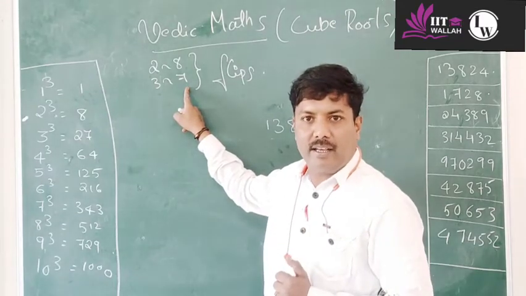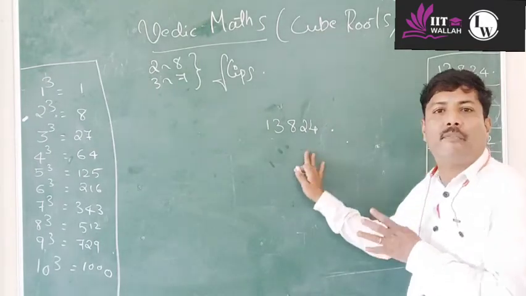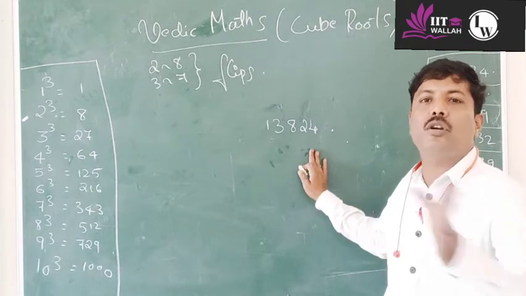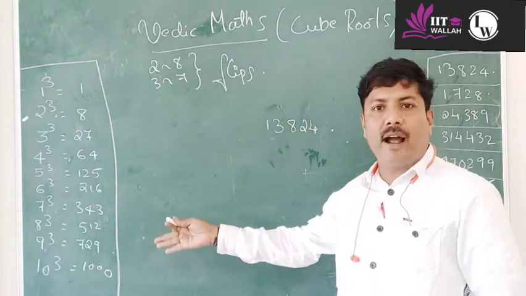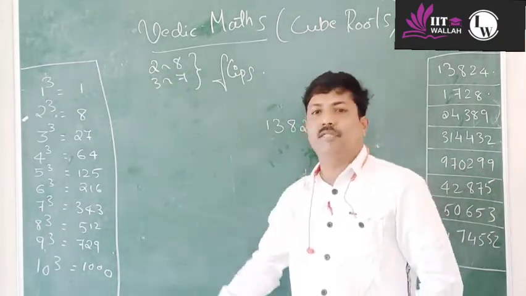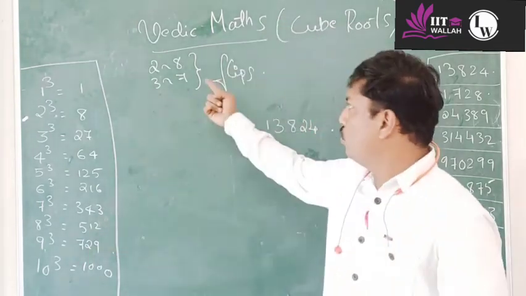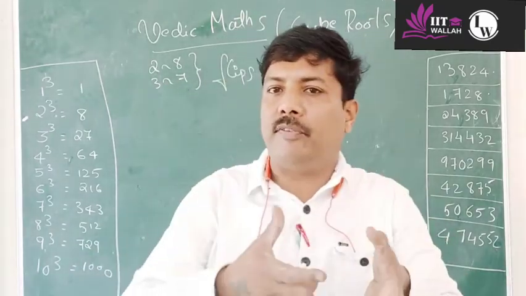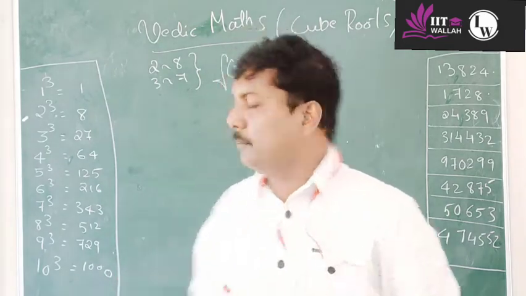Understood clearly? Now we will check this number. This is a perfect cube, and we need to find its cube root within no time. From the table we understood that except 2 and 8, 3 and 7, all the ones place digits come the same. 2 flips with 8 and 3 flips with 7. I think you understood this clearly.